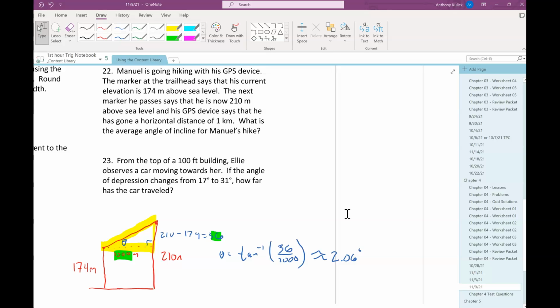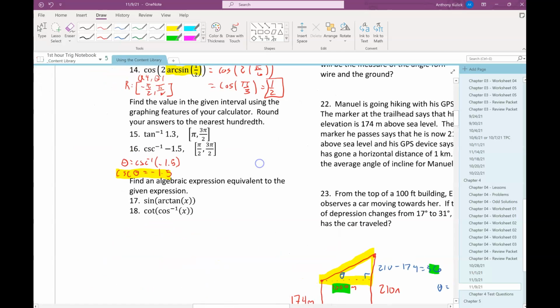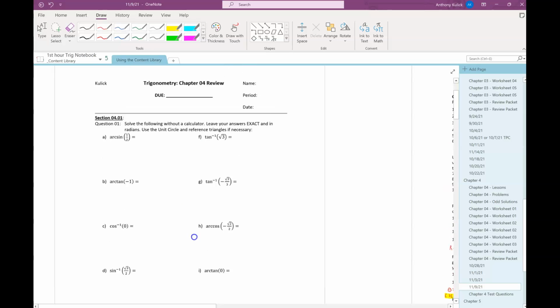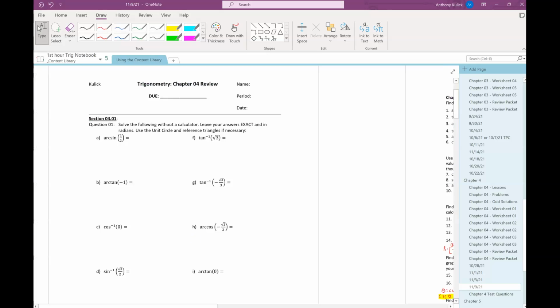Emilio. On the review, can you do 4.1? What page are we looking at? Page 3.